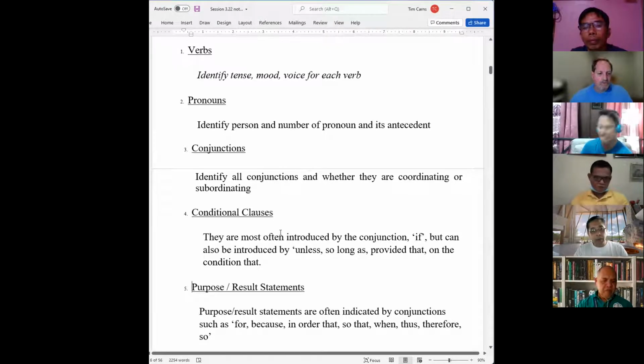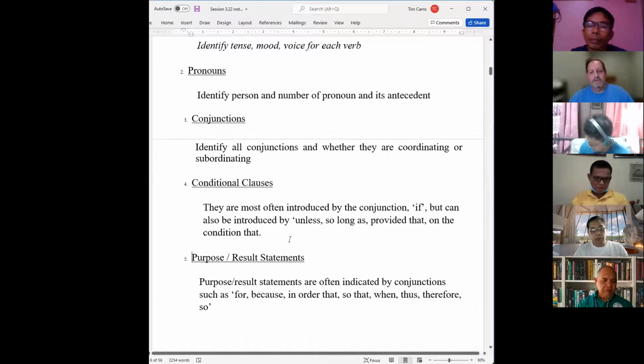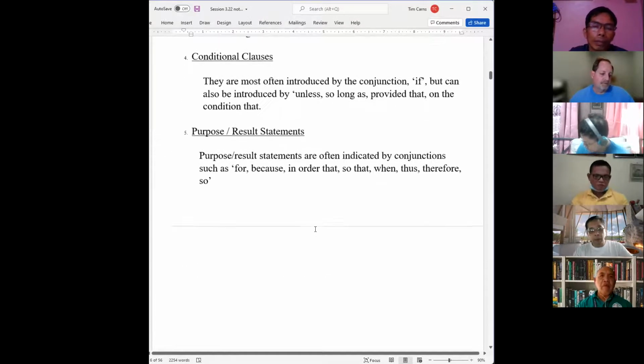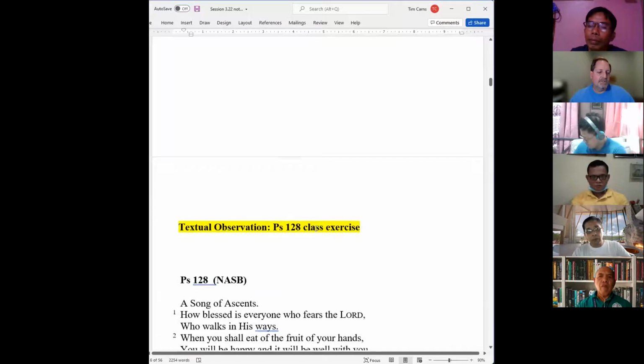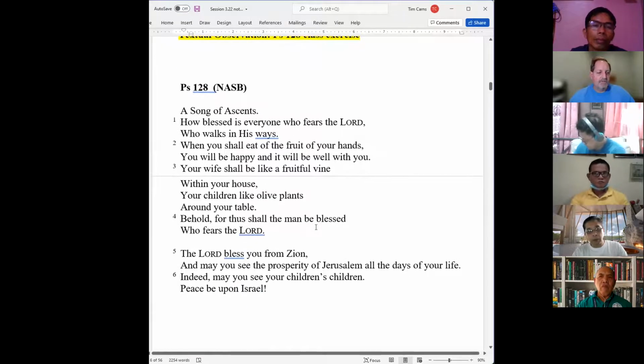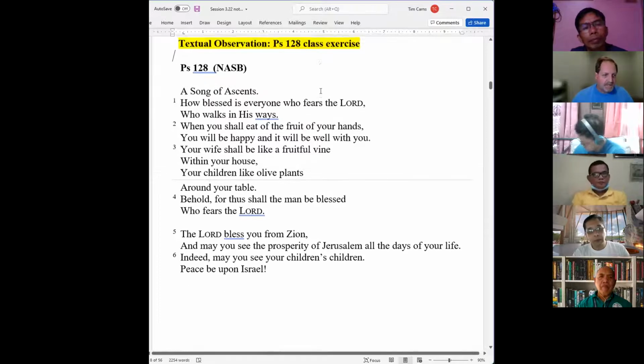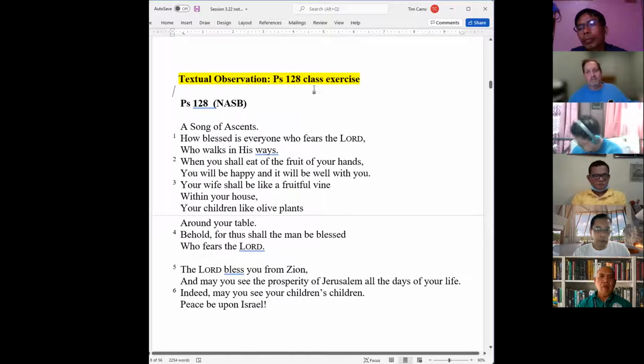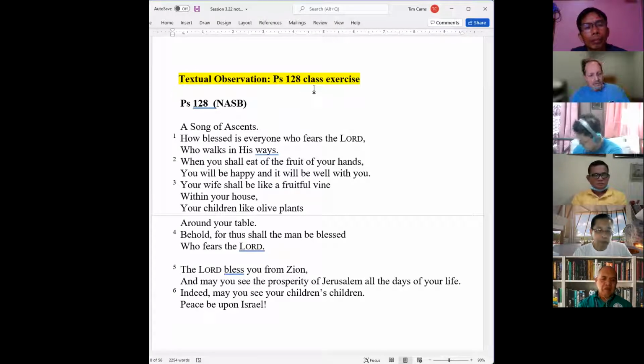That's why we've spent so much time dealing with it, because it is an important piece. And so with that, what I'd like to do is now just have us go back to Psalm 128, and just as an example, we'll go through this together, making textual observations. So I'm going to ask Brother Brillo if he could read Psalm 128 for us, and then we will go through the textual observations just as an example for us.